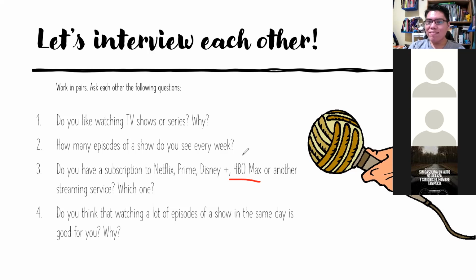Casi no lo ocupo. I don't like to watch series on my computer. Because I have a problem with my, ¿cómo se dice vista? With migraña. Migraña is migraine. And vista, del sentido de la vista, is sight. Oh, yes. If you watch series on your computer, you get migraine? Sí, yes. Oh my God.